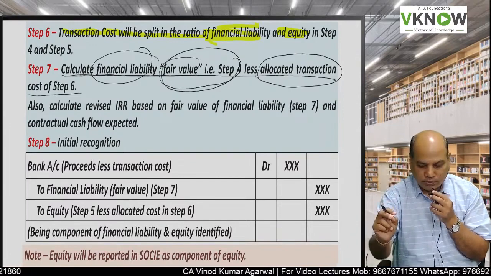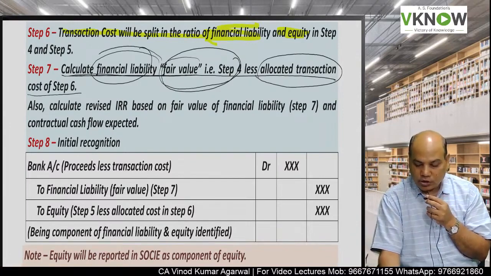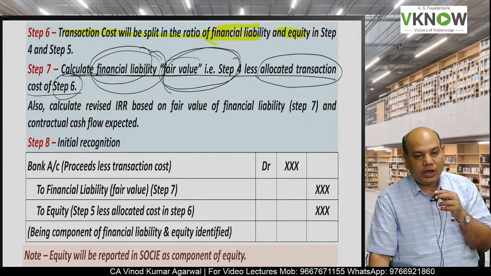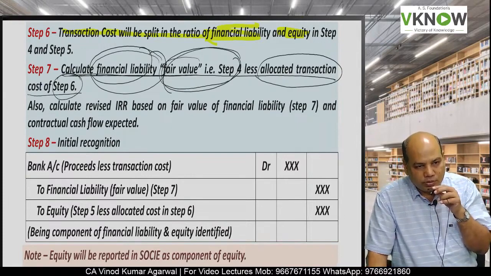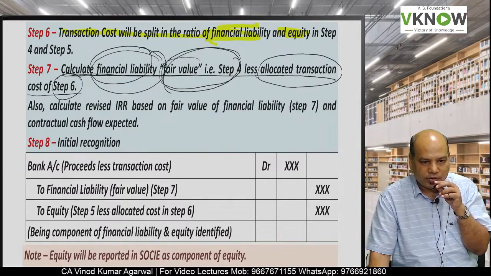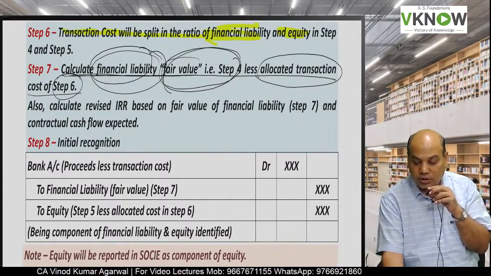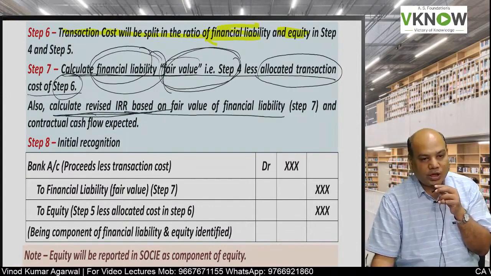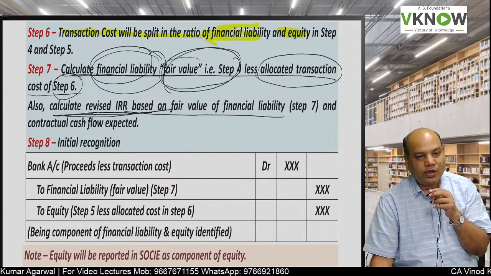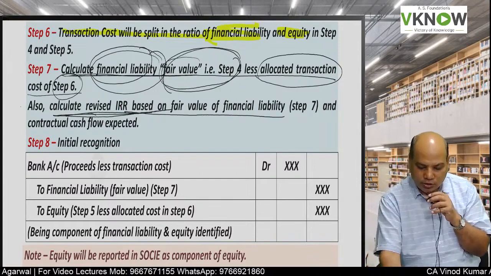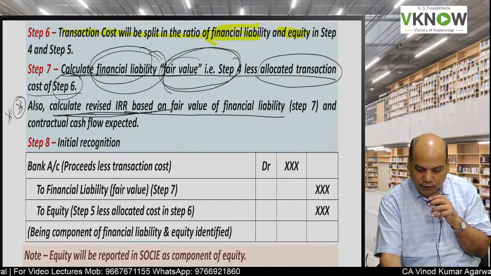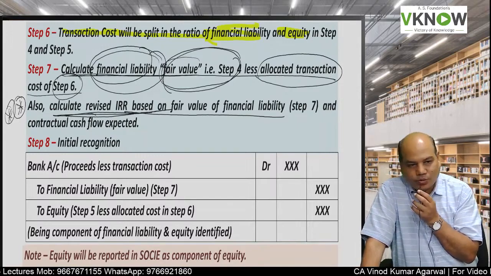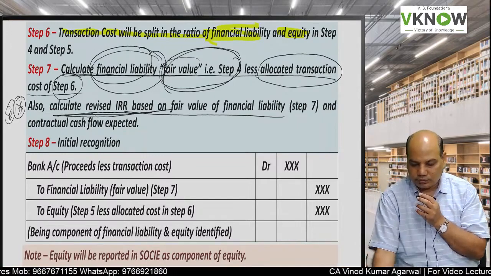Now there will be a problem. What is the problem? The financial liability you have computed in step 4, that figure will change, because you have deducted transaction cost. So what will you have to do in such a case? You will have to recalculate IRR. You have to recalculate IRR based on the revised value of the financial liability. So this is very, very important. Many times students forget to recalculate IRR in case of a compound instrument where you have transaction cost.